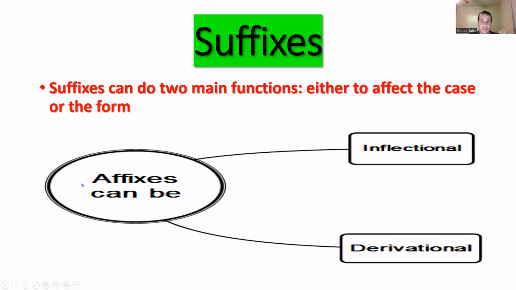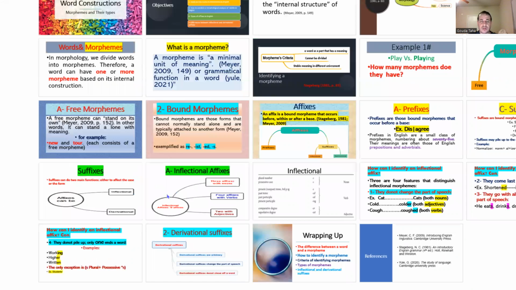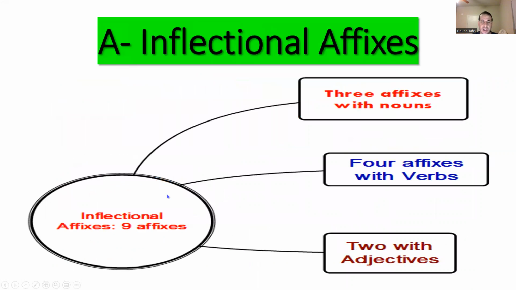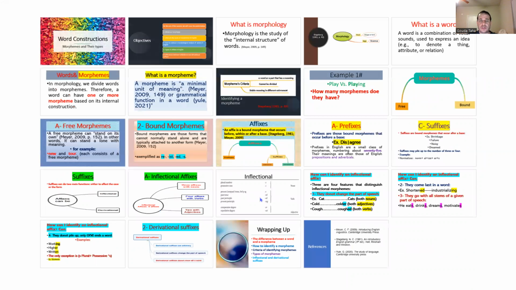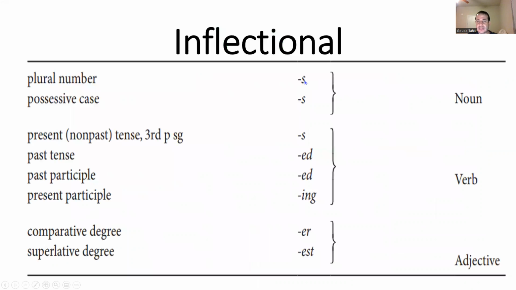So as we said, suffixes can be categorized into two different forms. So we have, for example, inflectional suffixes and derivational suffixes. Inflectional suffixes in English, we have 9 of them, 3 with nouns, 4 with verbs, and 2 with adjectives. So the 3 with nouns are the possessive s singular, the possessive s plural, and the plural s. While we have 4 of them with verbs, which are the s present simple singular.